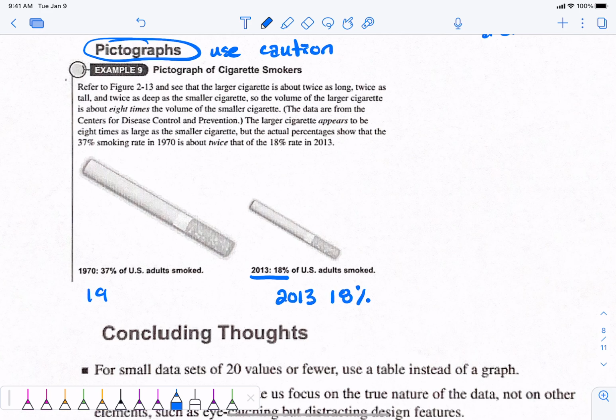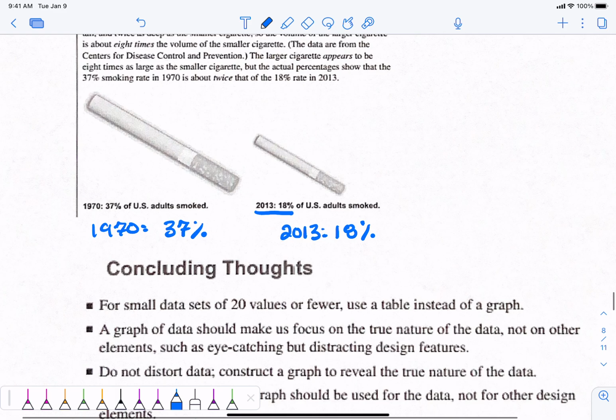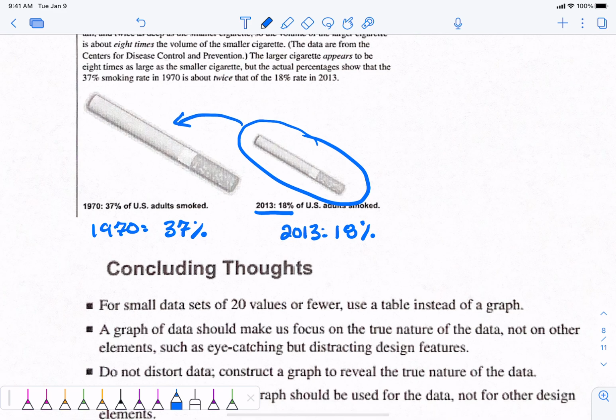But in the 1970s, 37% of U.S. people smoked. Okay, I'm just going to write that a little bigger so that we can see that. So nowadays, or at least in 2013, it's half of what it used to be, right? A little less than half. 18 doubled would be 36, so it's a little less than half. But this cigarette, to me at least, looks more than half. It doesn't look half the size of the other cigarette. To me, at least, it doesn't.